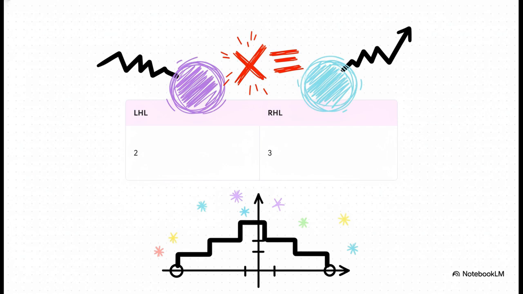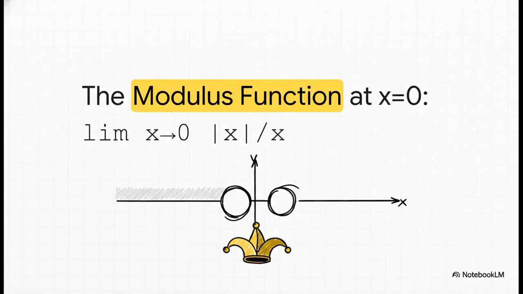The right-hand limit is 3. Are they the same? Nope, not even close. So we can say with total confidence that the limit of this function as x approaches 3 simply does not exist. All right, ready for another one?